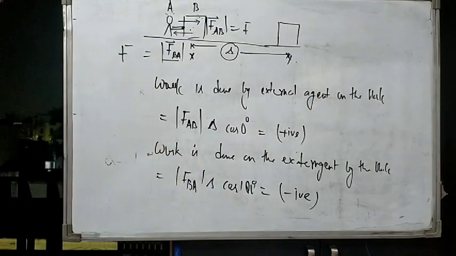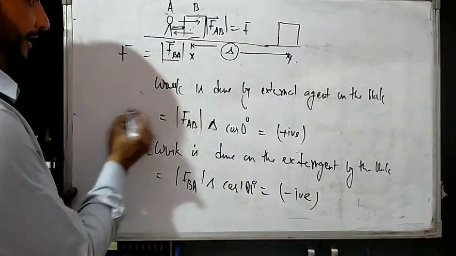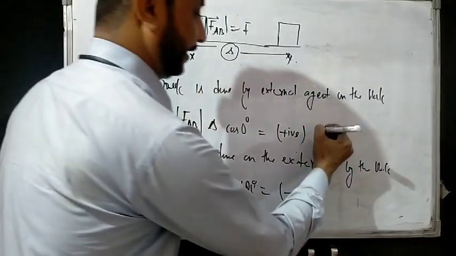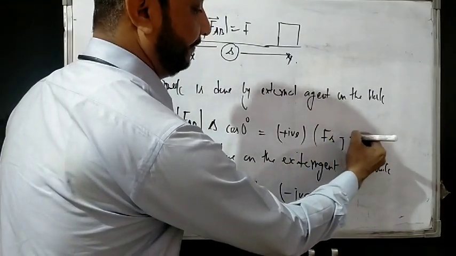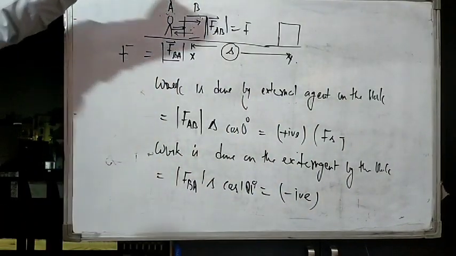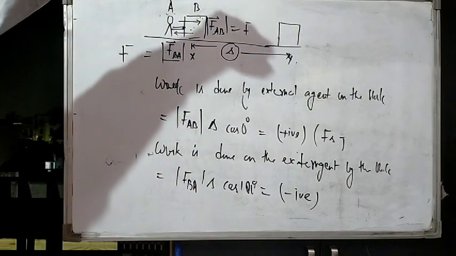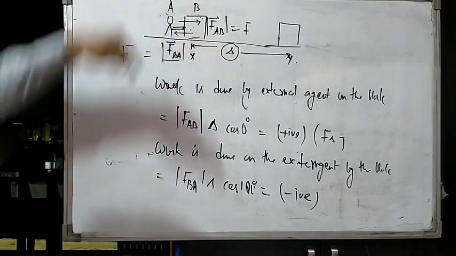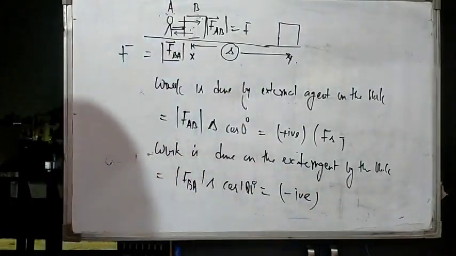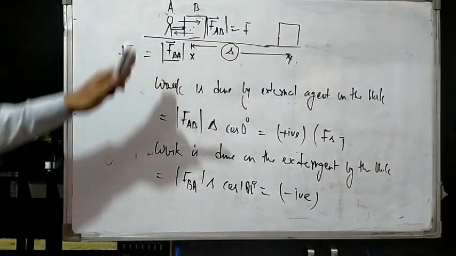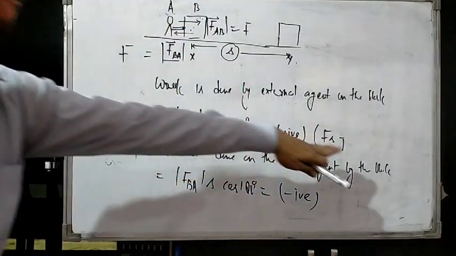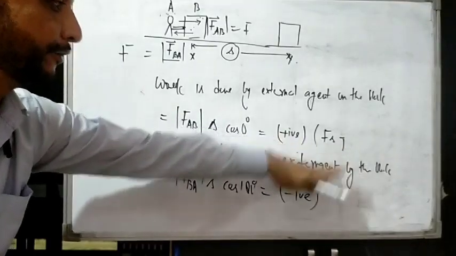In this term, one more thing you have to note down. Work is done on the external agent by the block, and this is positive and this is negative. So it means Fs joule of energy is transferred from the man to the block. You should note it: when A does work on B, then there will be a transfer of energy from A to B, and that transfer of energy is Fs joule of energy.